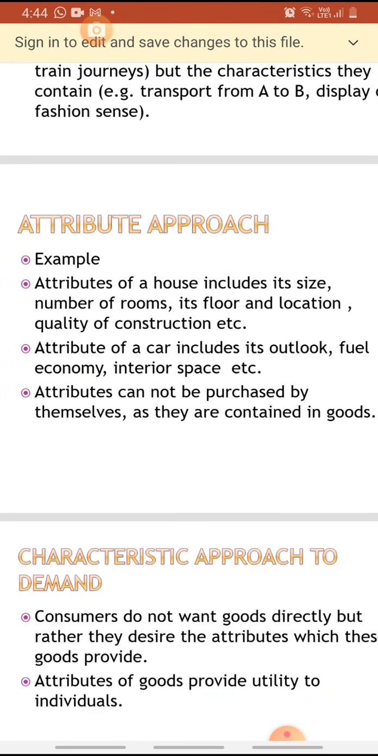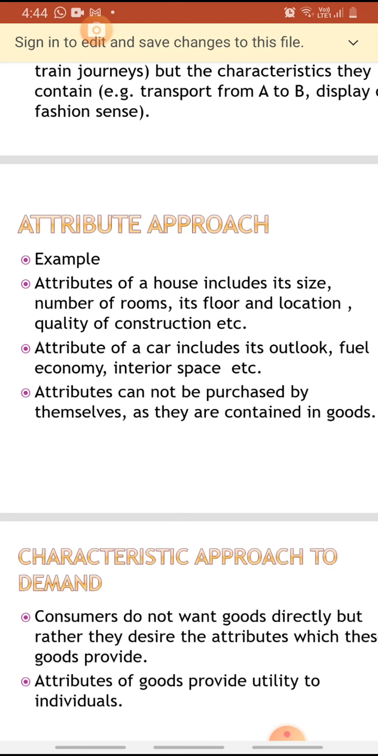For example, when we think of purchasing a house, we will go for qualities like its size, number of rooms, its floor, the location, quality of construction, etc. These are the characteristics or attributes of a house.